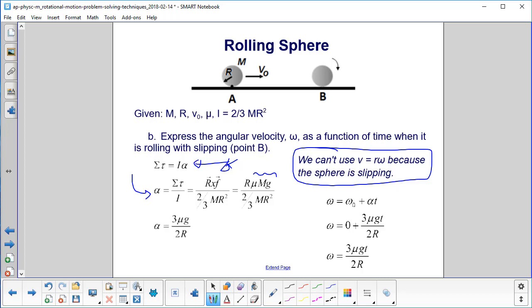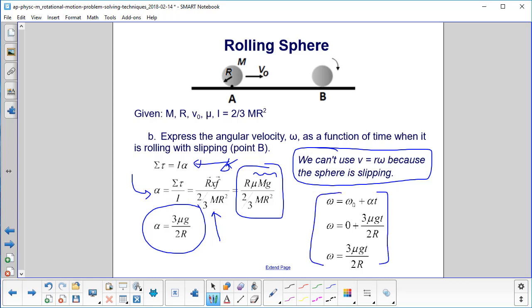And then we substitute in our moment of inertia that was given, and here's what we have to work with. We start canceling like terms, and we find that alpha is 3 mu g over 2r. We now want to find our angular velocity, and that will be the initial angular velocity, which is 0. We add our alpha, multiply it by t, and here is omega. And note, that is not equal to v over r.